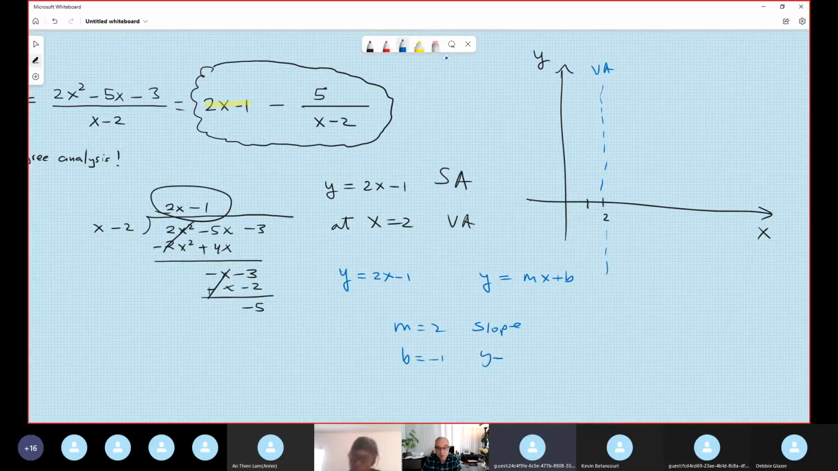It's the y-intercept of this line. So I plot that. I plot a -1 here. This is (0, -1). And the slope is 2, positive, so my line is going up. It rises 2 and runs 1. Boom. I plot that point. I connect it, and this is my slant asymptote.